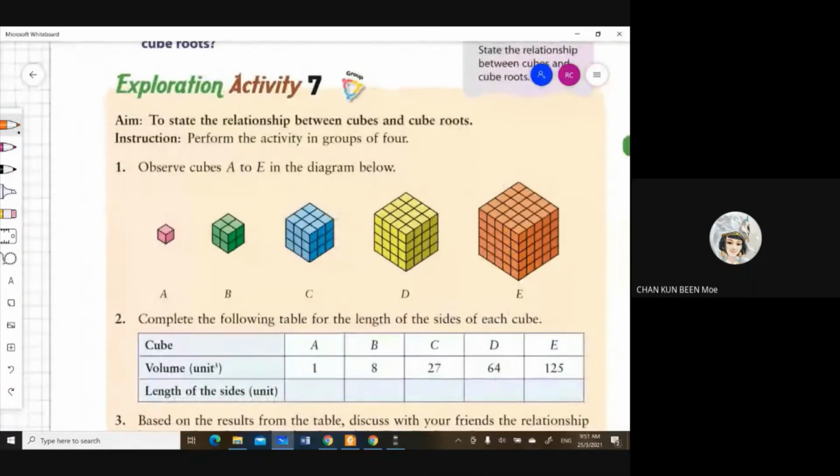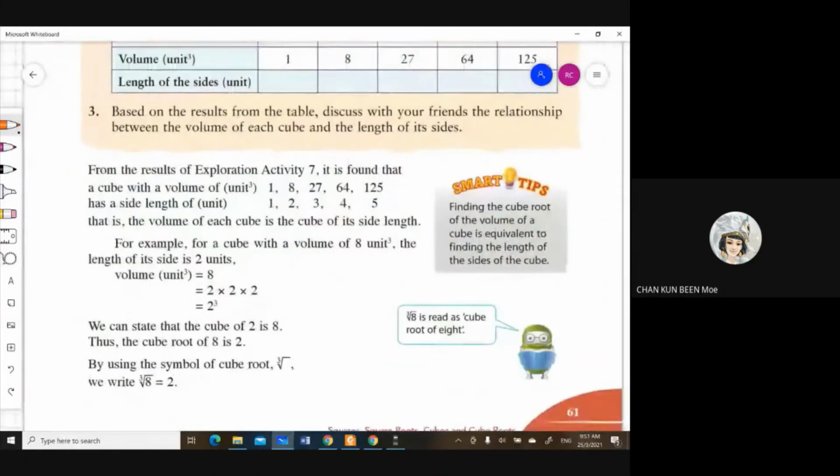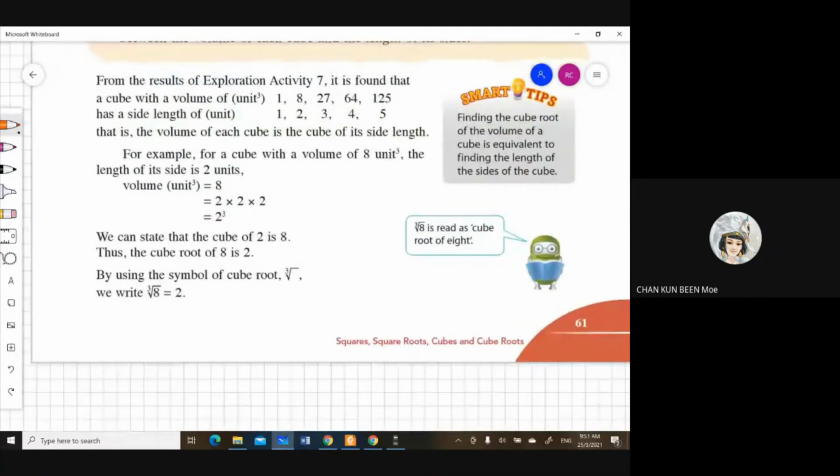There is an exploration activity, but I'm not going to do it anymore because you already understand everything. So you look at this part. This one is read as cube root of 8. If I write it down like this, without any number in front, this means square root of 2. If I write down with a number in front, for example like this, it's read as cube root of 27. Do you understand? Okay, so there is a difference between the square root and the cube root.